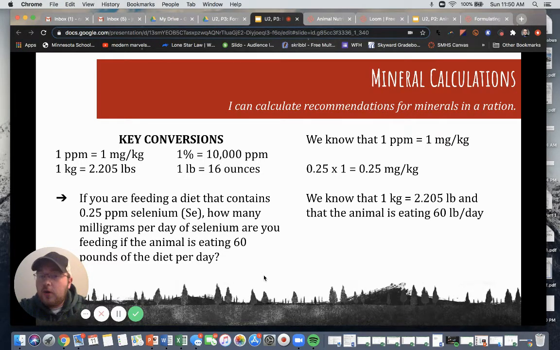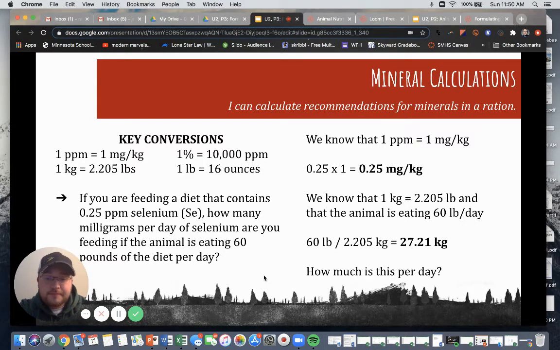Okay, so we know that 1 kilogram equals 2.205 pounds, and the animal is eating 60 pounds per day. That's given to us in the problem. So we can take 60 pounds divided by 2.205 pounds per kilogram to get 27.21 kilograms. The reason we do that is we're trying to figure out how many kilograms the animal is eating per day. Okay, so now we have to figure out how much selenium is being eaten each day.